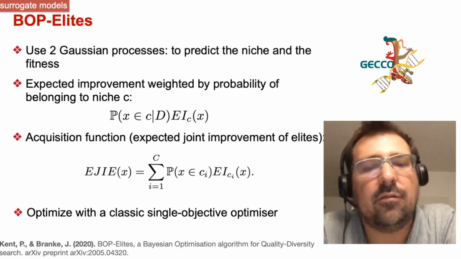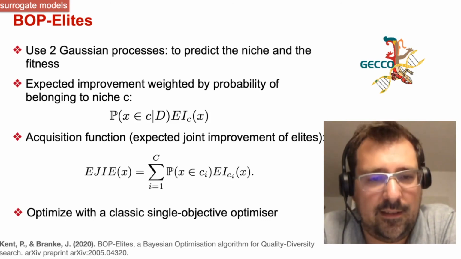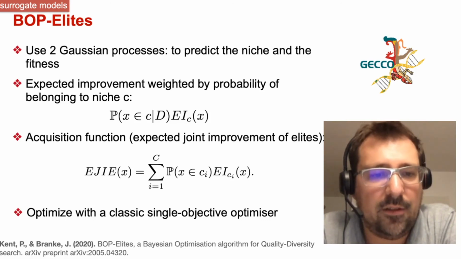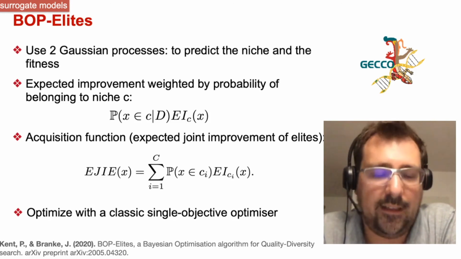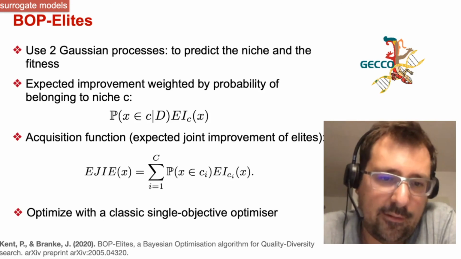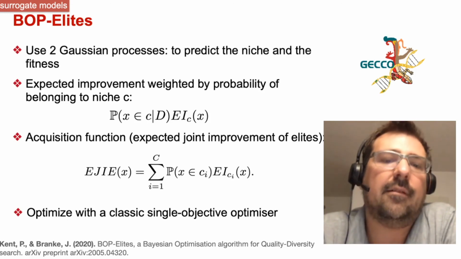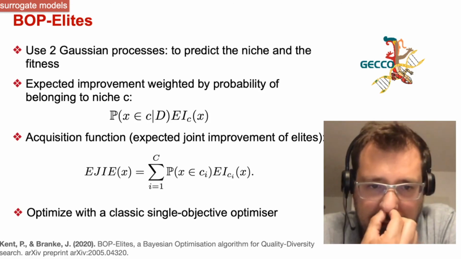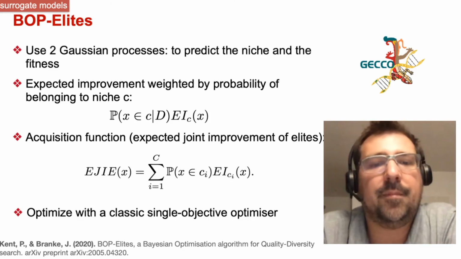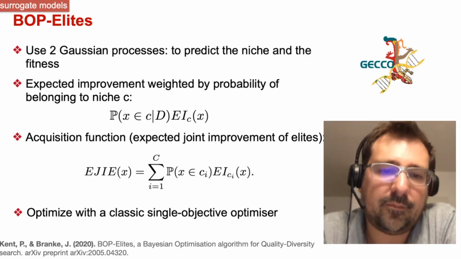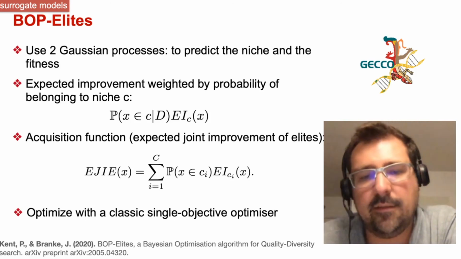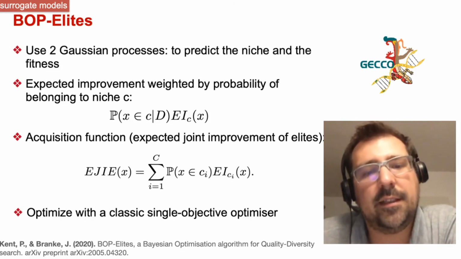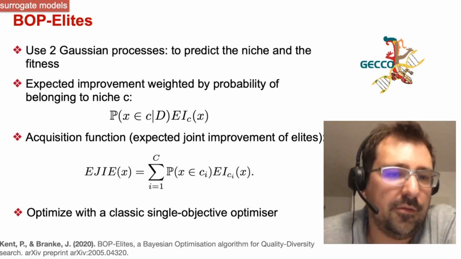So to select a new point, you just optimize this function, this expected joint improvement of elites. You can do it with any nonlinear optimization algorithm like CMA-ES if you like. Then you will query your fitness function for points that are very likely to be good. And then you can use this to improve your model and then run it again until you have a very good prediction for the whole map, or you know a lot of elites.